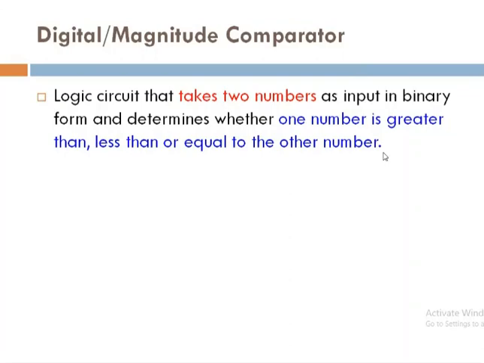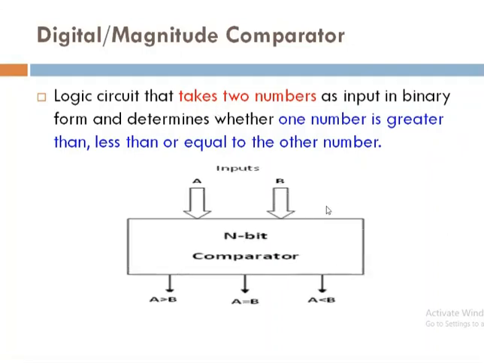So when we are comparing any two numbers, there could be only three results: either it is greater than, less than, or equal to the other number. Here is a diagram of your n bit comparator. Suppose I am having an A input and a B input. When I compare A with B, my output will be either A is greater than B, or A is equal to B, or A is less than B.